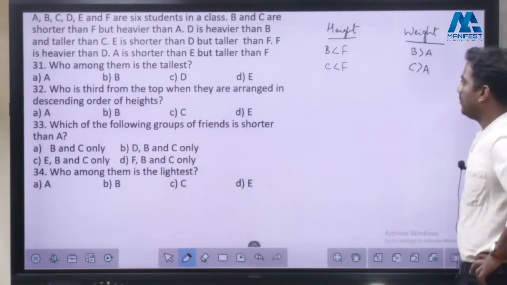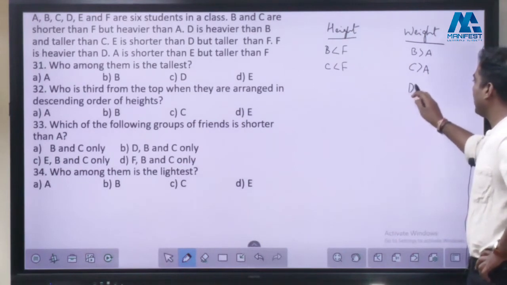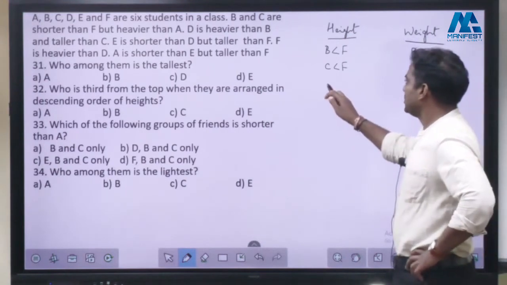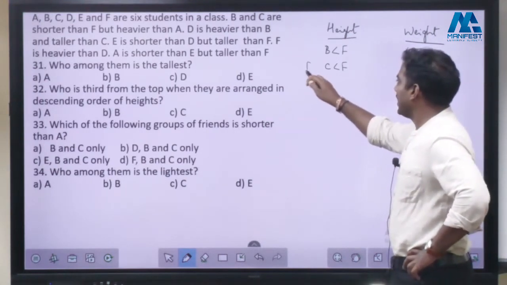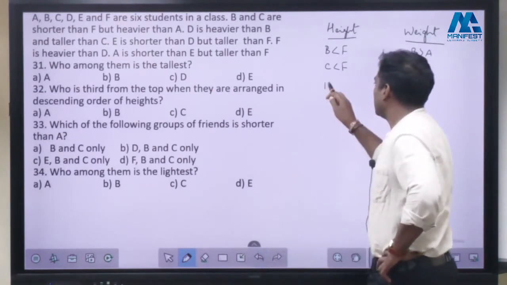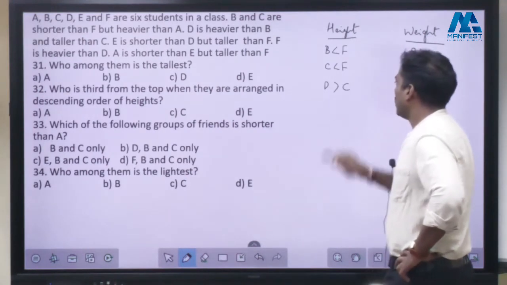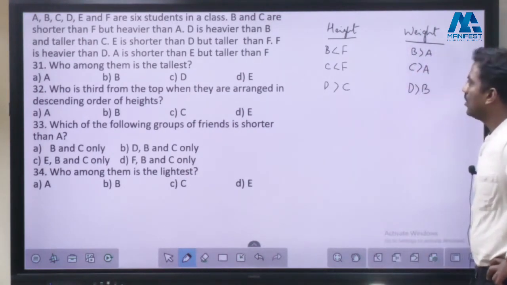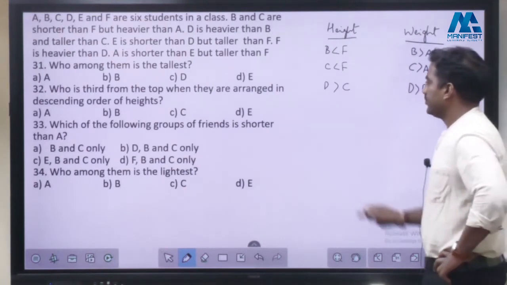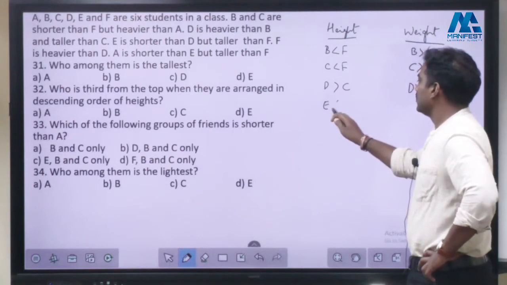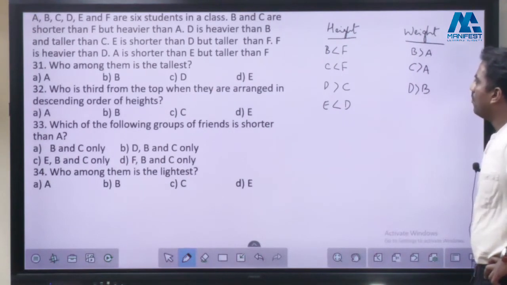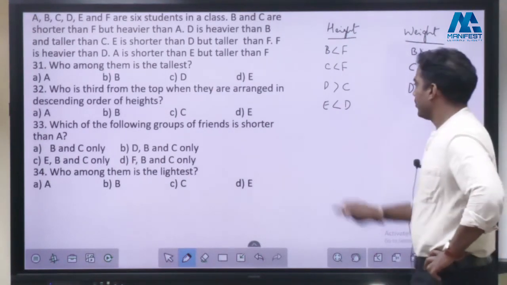D is heavier than B. Be careful, okay, while filling. Heavier than B and taller than C. D is. So can I directly write? No, I cannot write. D is taller than C. E is shorter than D, but taller than F.